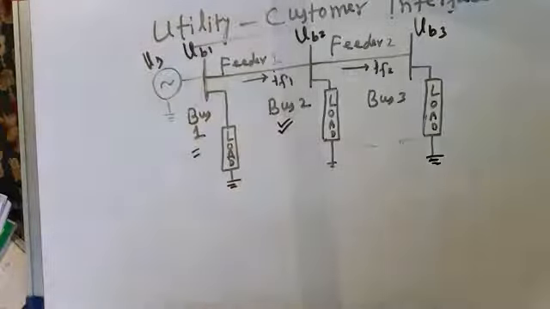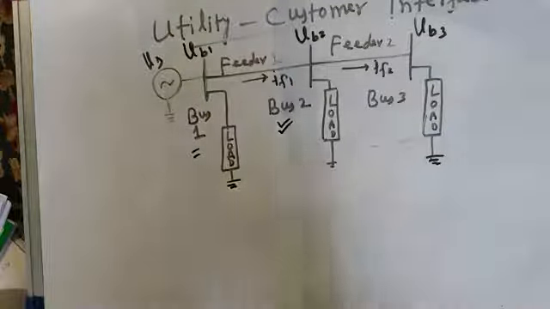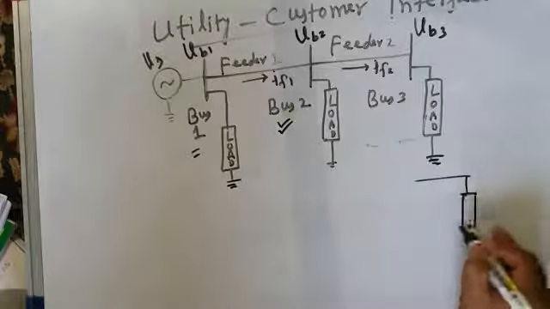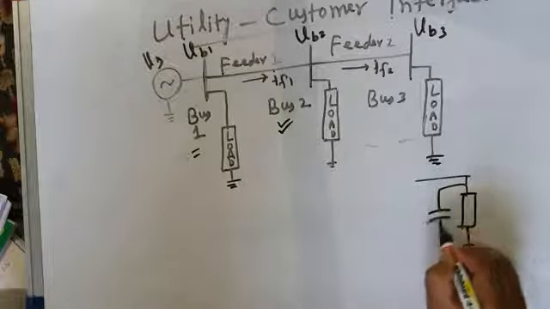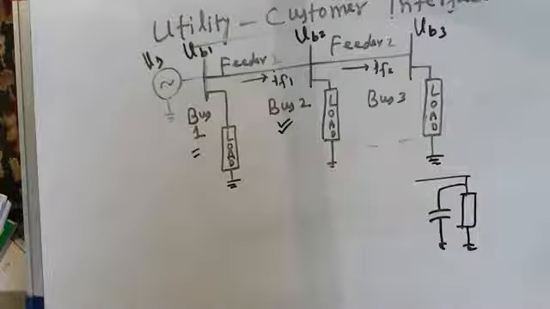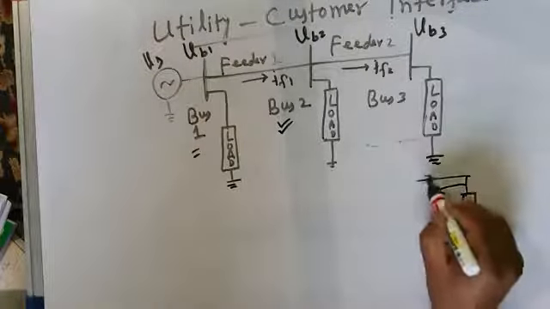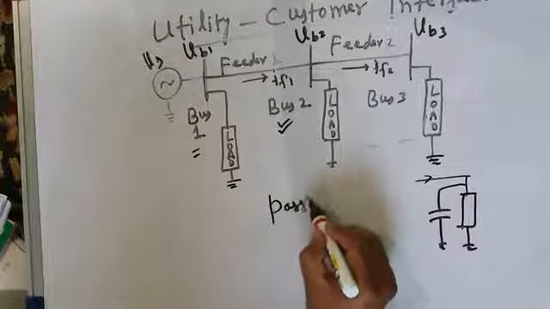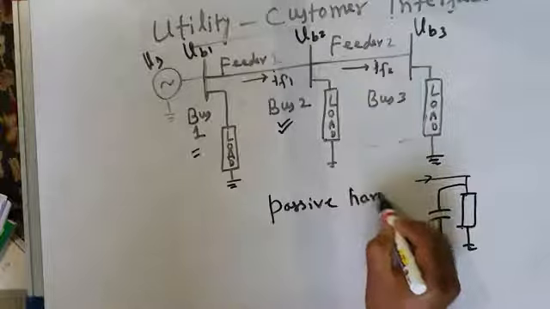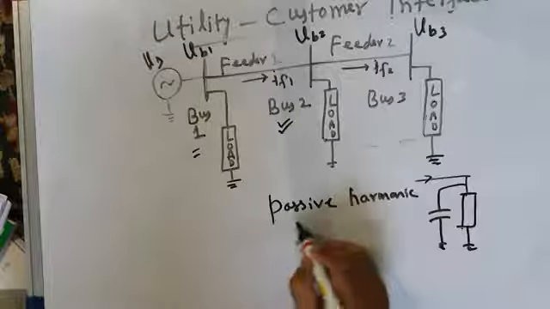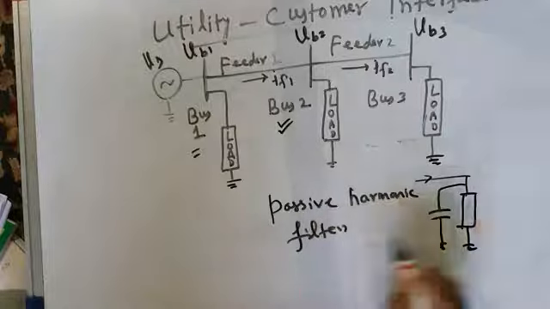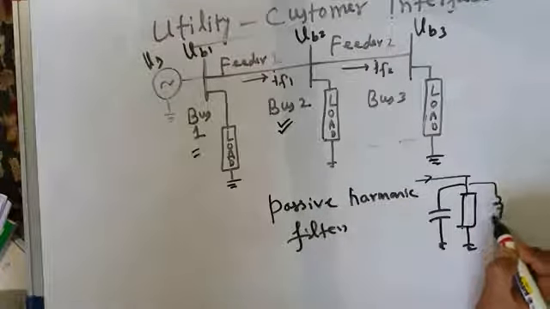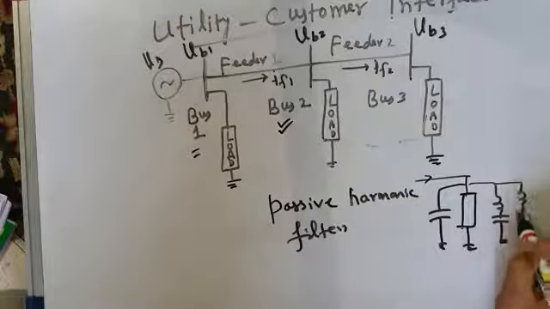Now we know how to improve the power factor. The simplest way of improving the power factor across a load is to connect a capacitor bank across this load. And how to take care of the harmonics? If this load is a nonlinear load, it is drawing harmonic rich currents. Passive harmonic filters, which are basically LC filters, can be designed and connected across these loads.